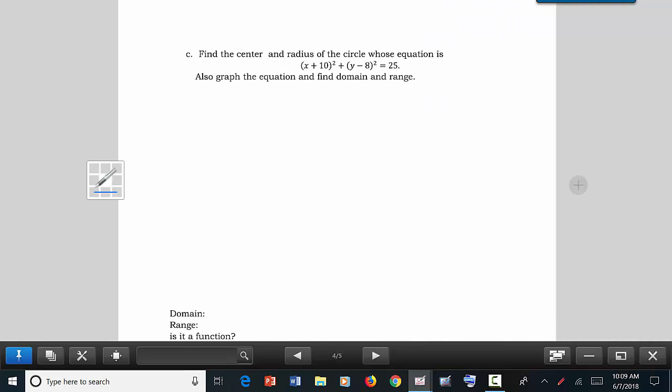Now here, it is the other way around. What is the point we are taking the distance from between x, y and that point? So here, the center should be x minus x1, that means that is negative 10, since they are subtracting negative 10. y minus y1, that means they are subtracting 8. That's why that is the center. 25 is 5 squared. So the radius is 5 units, because that is the radius squared.